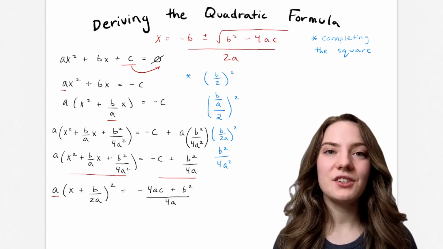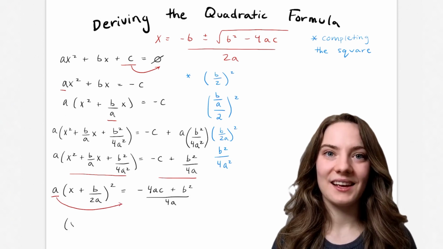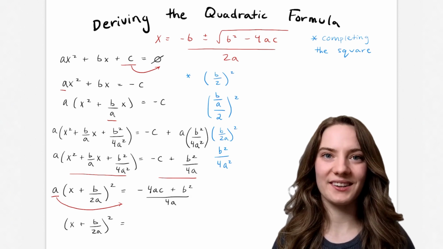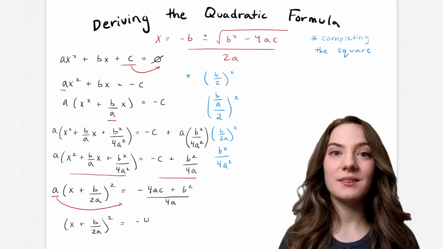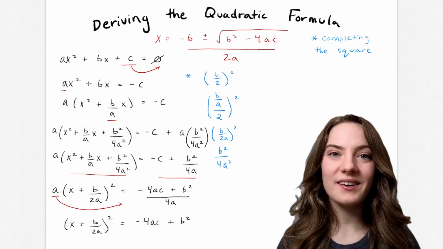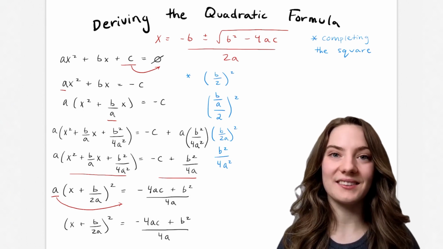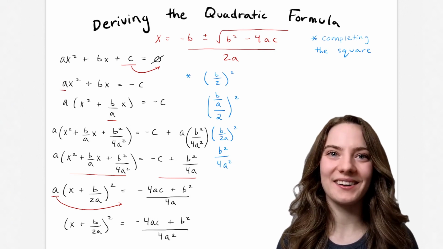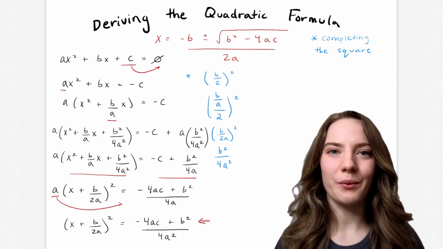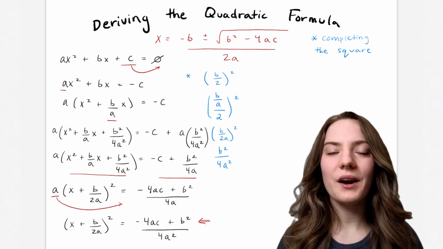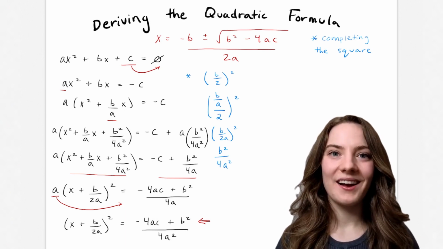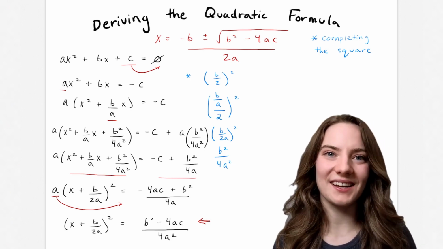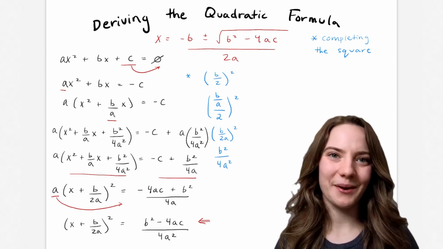The first thing we need to do in order to isolate for x is remove the a coefficient from the left side of the equation. When I do that, I'm left with x plus b over 2a squared is equal to negative 4ac plus b squared divided by 4a squared. And now look at the numerator on the right side. We have negative 4ac plus b squared. I'm just going to rewrite this as b squared minus 4ac because we're used to seeing it this way.